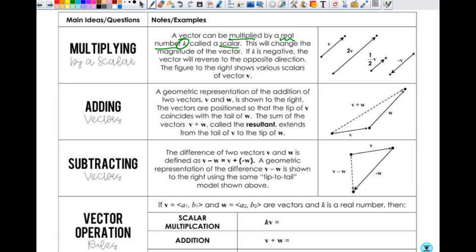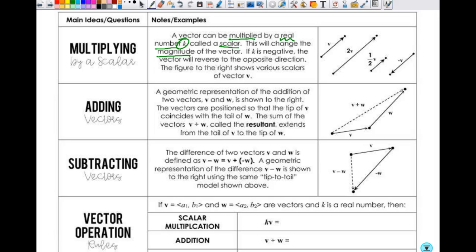So when you talk about scalar multiplication, y'all did matrices in Algebra 2? Yes? Okay, so there was something called scalar multiplication that you did with matrices. It's the same type of thing. It's very simple. So this will change the magnitude of the vector, because remember the magnitude has to do with the length. If the k is negative, the vector will reverse to the opposite direction.